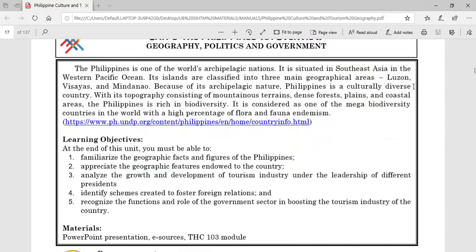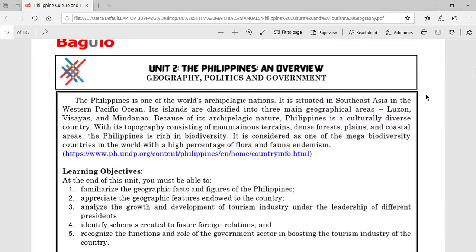Right, so the Philippines is one of the world's archipelagic nations. It is situated in Southeast Asia in the Western Pacific Ocean. Its islands are classified into three main geographical areas, which are Luzon, Visayas, and Mindanao. Because of its archipelagic nature, the Philippines is a culturally diverse country with its topography consisting of mountainous terrains, dense forests, plains, and coastal areas, and the Philippines is rich in biodiversity. It is considered as one of the mega biodiversity countries in the world with a high percentage of flora and fauna endemism.